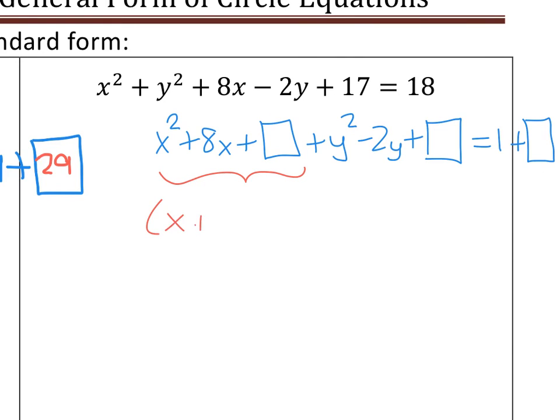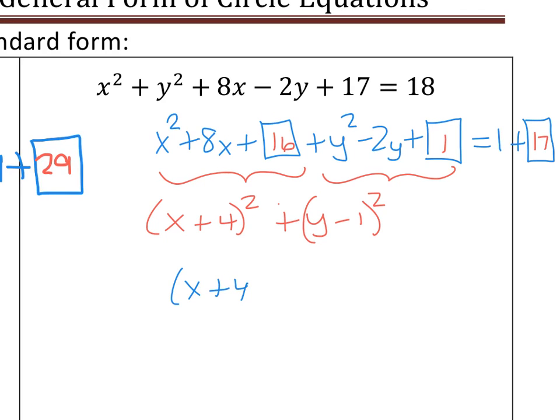I have x plus 4. Half of 8 is 4. And when I square that 4, I'm going to have to put 16 in here. Then I have half of negative 2 is negative 1. Square a negative 1 and you end up with 1. So I'm adding 17 on the left, so I'm going to have to add 17 on the right. Pull it all together. I've got x plus 4 squared plus y minus 1 squared equals 18.